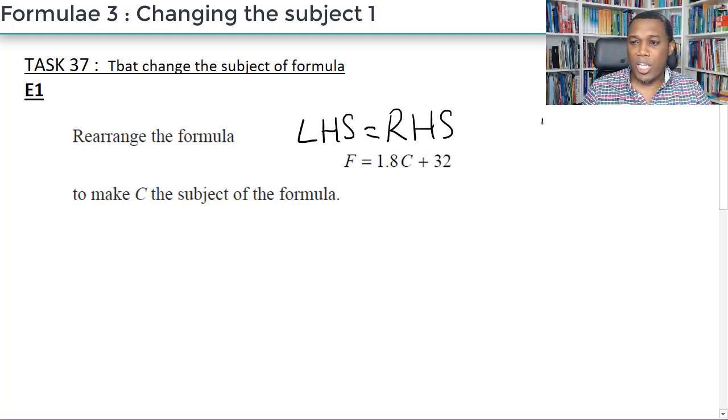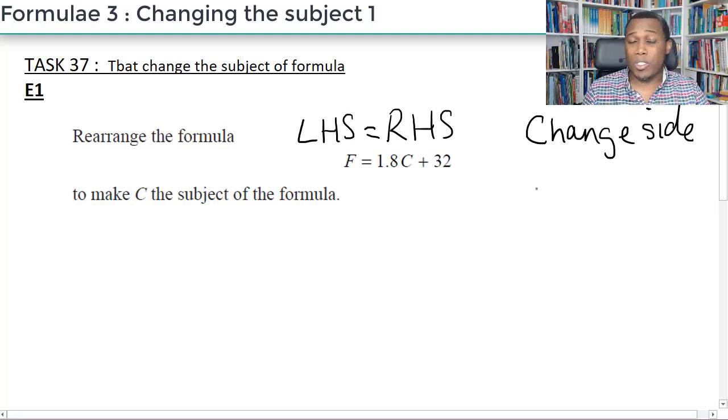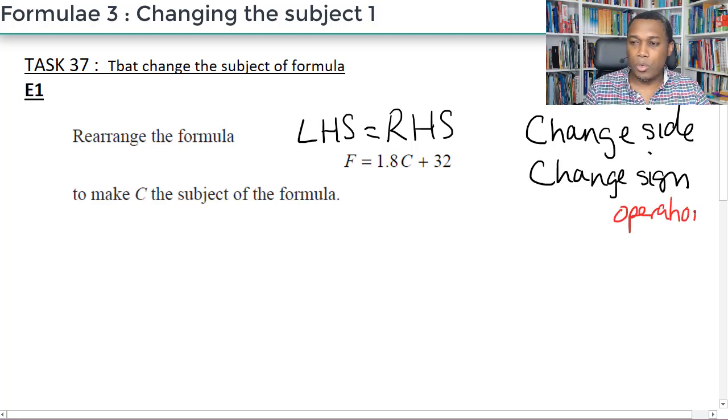The process is change side, change sign. This has worked for me throughout. It's not what you might see in many textbooks, but keep this one big idea in your head, and it will make a huge difference. Change side, change sign. Or if you don't want to use the word sign, change operation, which fits better. And you'll see what I mean.